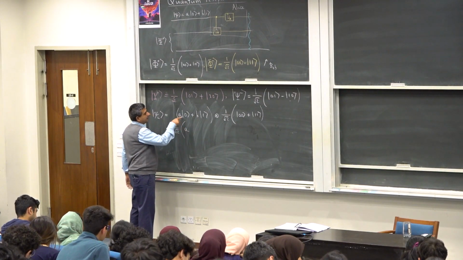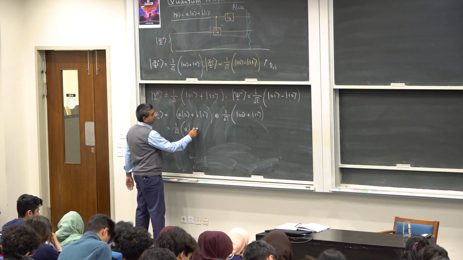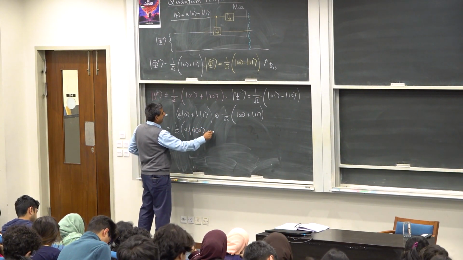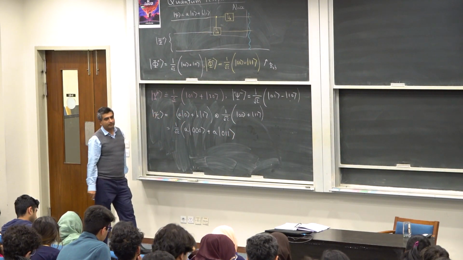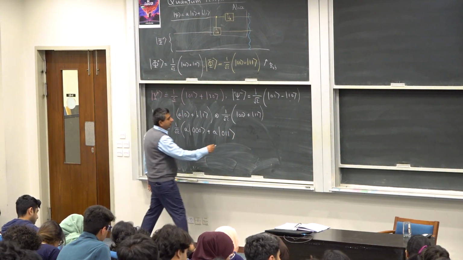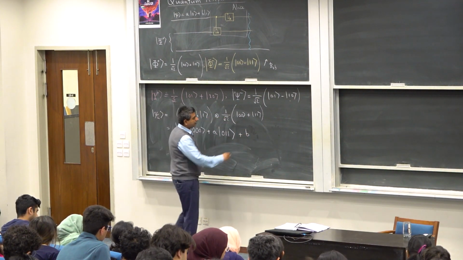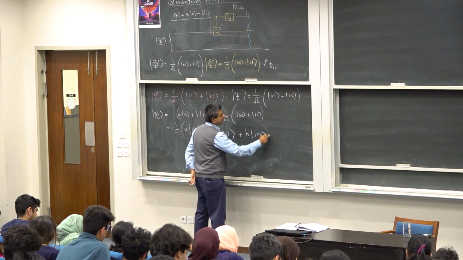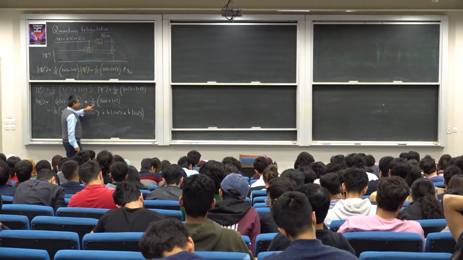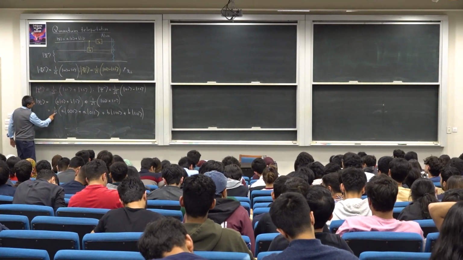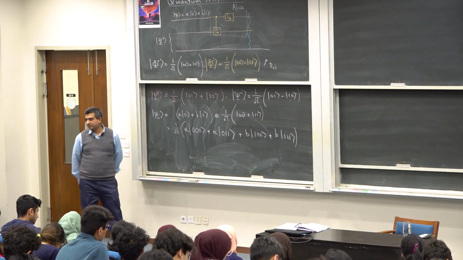A ket 0 tensor product with all of this would give me 0 0 0 plus A 0 1 1 plus B 1 0 0 plus B 1 1 1, and there was a 1 over square root 2 here, so this becomes 1/2. So this is my input quantum state.